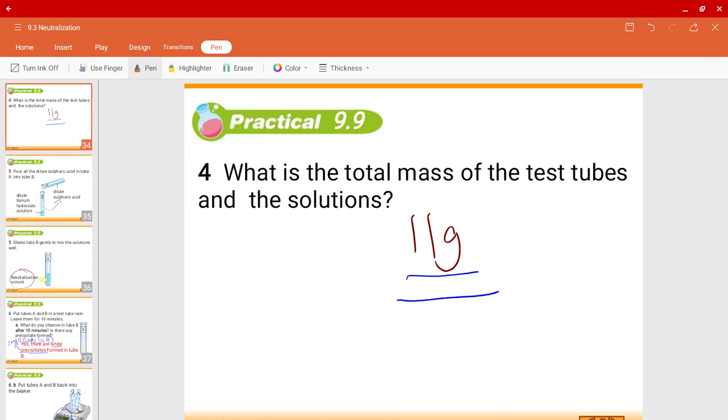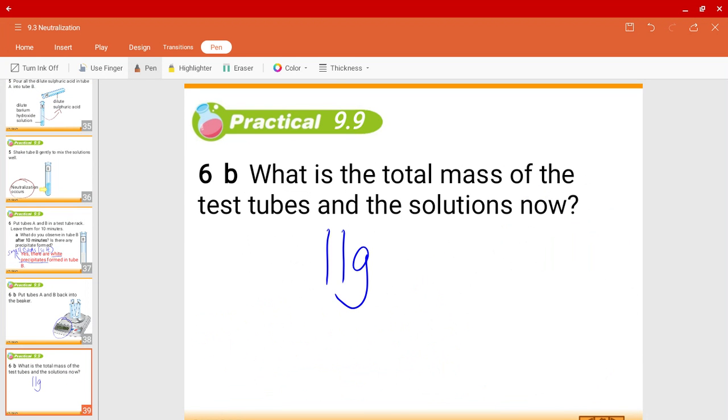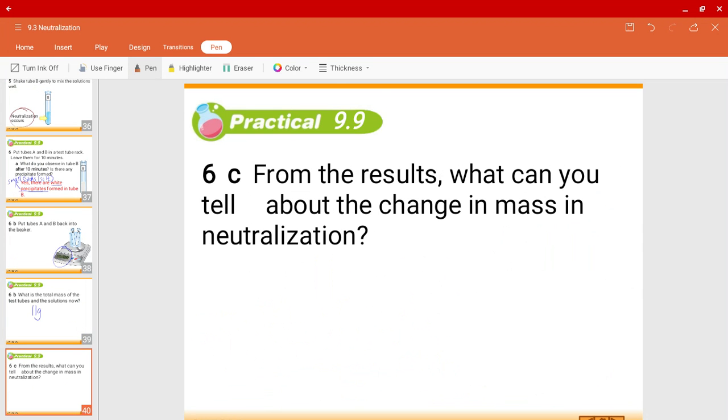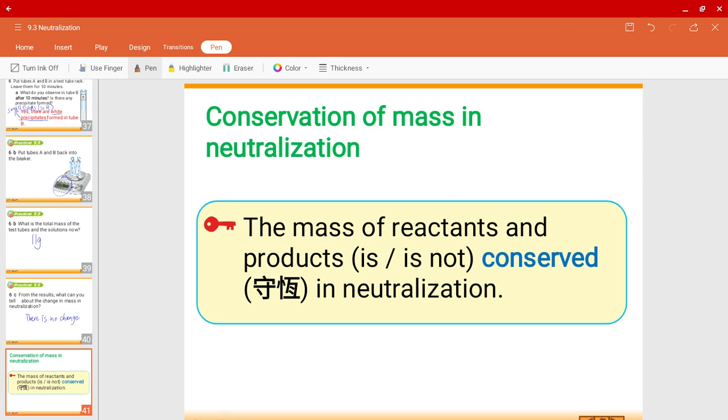So what does this tell us? In the beginning of the reaction, it was 11 grams. After the reaction, it is still 11 grams. So from the results, was there any change in mass? The answer is no. There is no change. Hence, from this experiment, what we know is the mass of reactants and products is conserved in neutralization. Conserved means it remains the same.